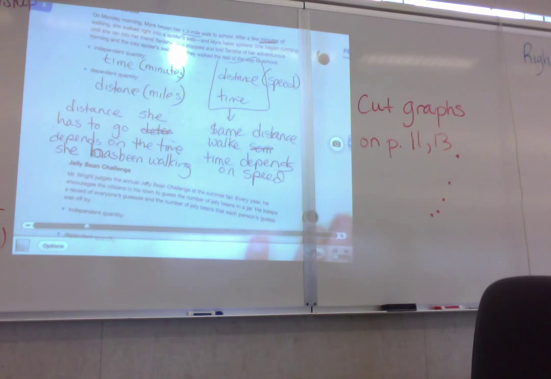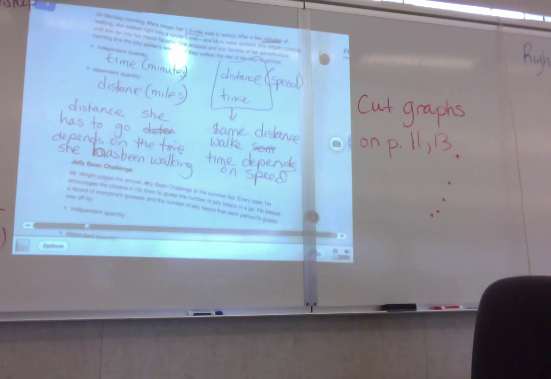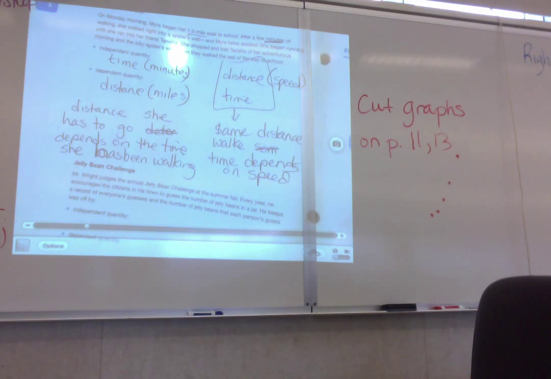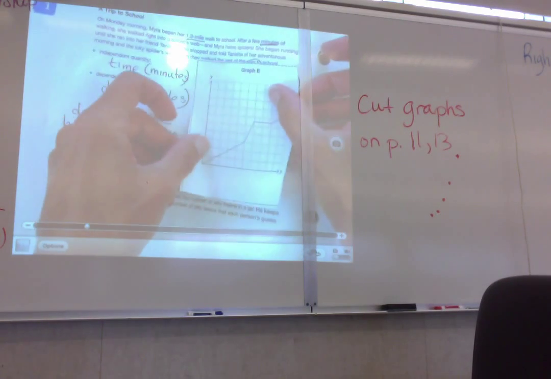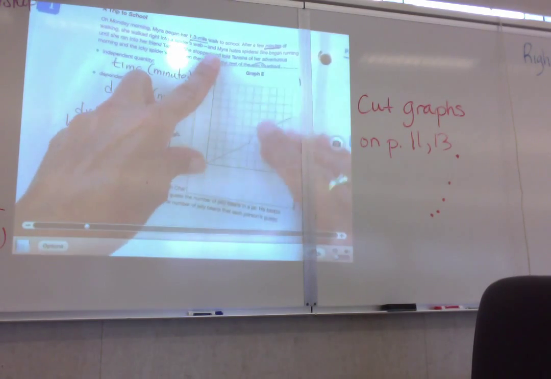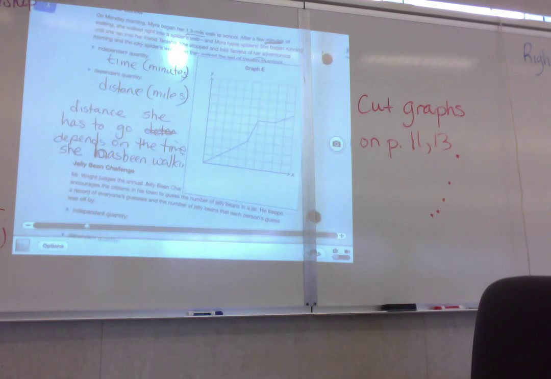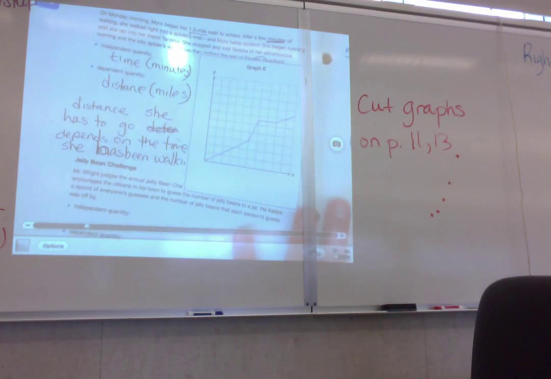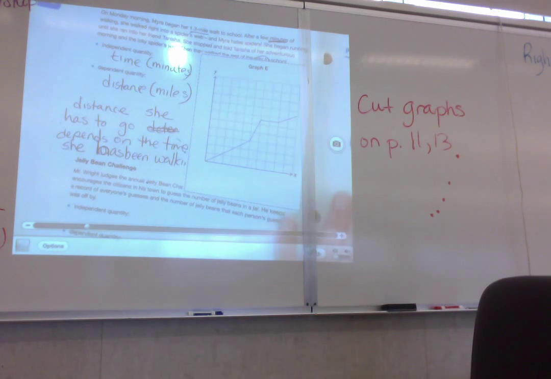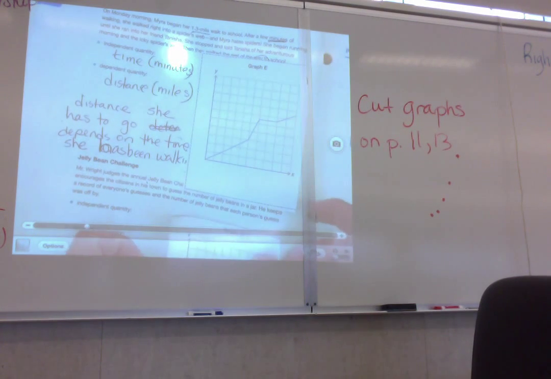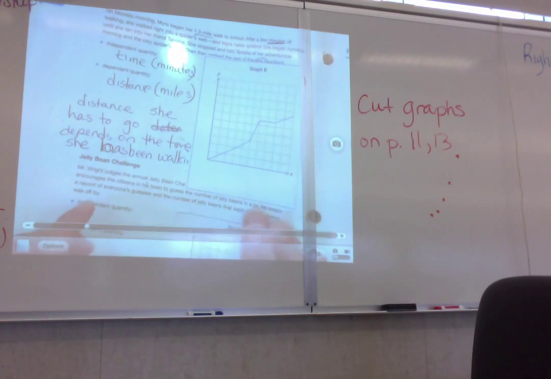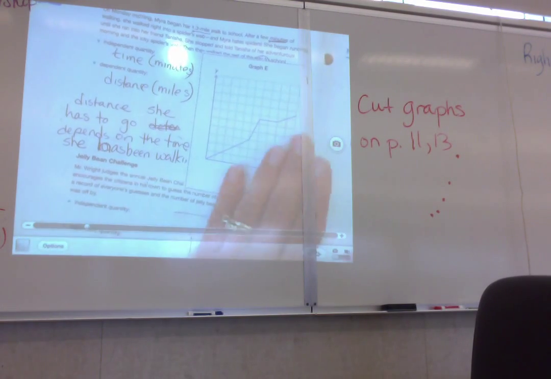Okay, what graph? E, find graph E, glue it down. And while you have that glue in your hand, that also means you can glue what? C. C down for Jelly Bean Challenge. Now, we don't have anything written on Jelly Bean Challenge, because I had trouble thinking about that. I did look it up, and I can hopefully explain it a little better now.